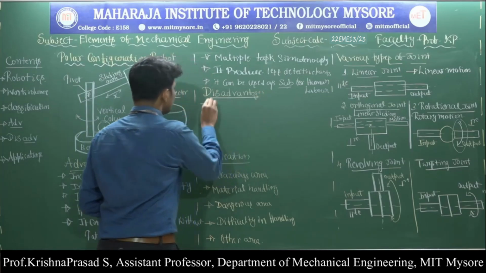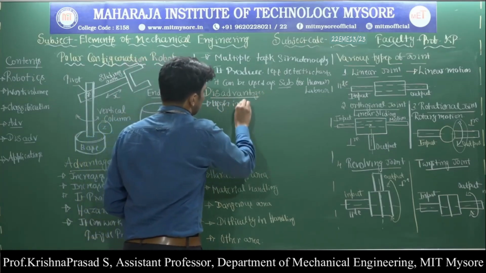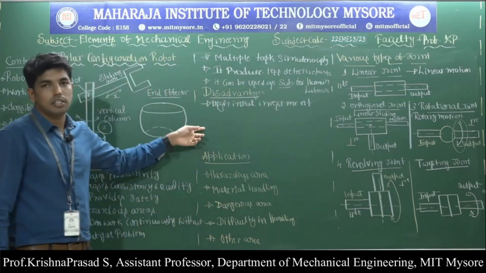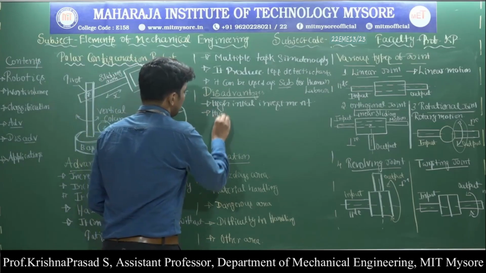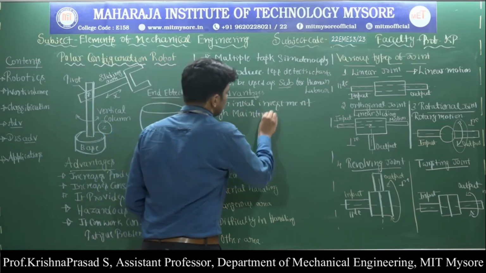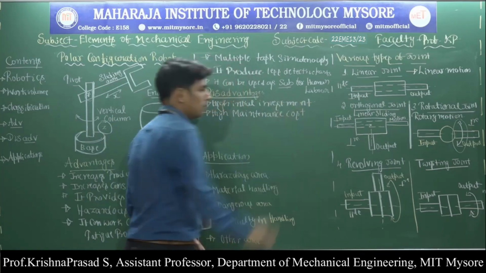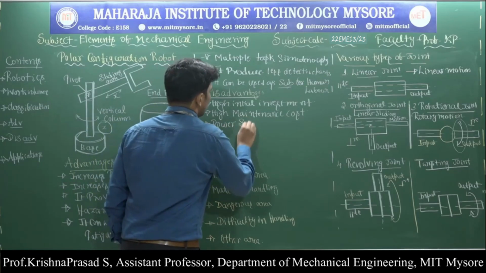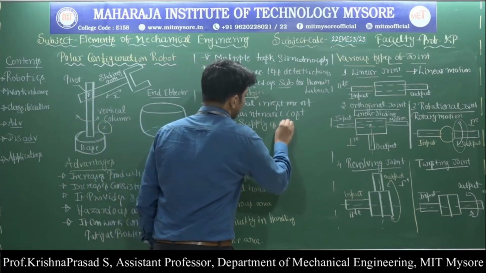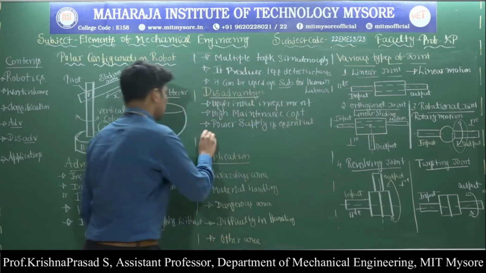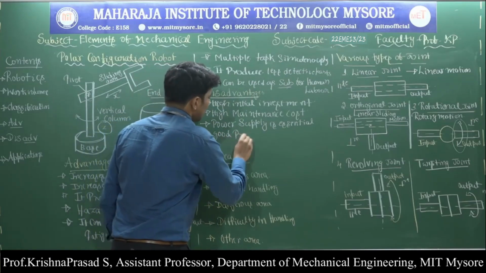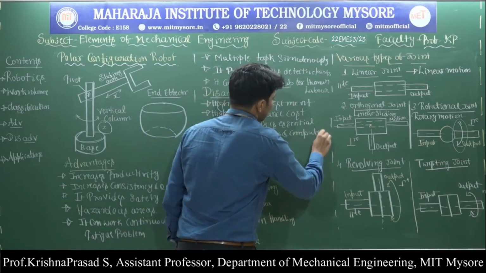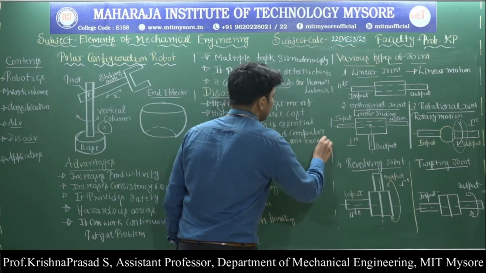Then what are the disadvantages? High initial investment is needed for the industrial robot and its operation. Then high maintenance cost is required. Then, in order to operate the industrial robot, power supply is essential. Then good programming capability, a good programmer, and computers are necessary to operate the industrial robot.